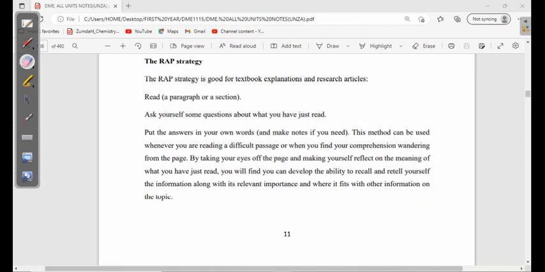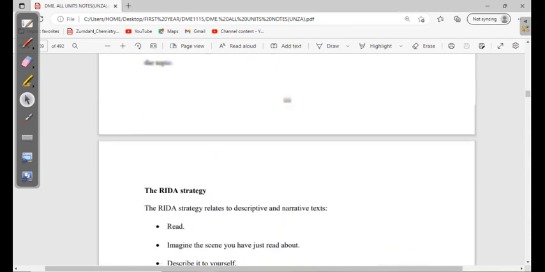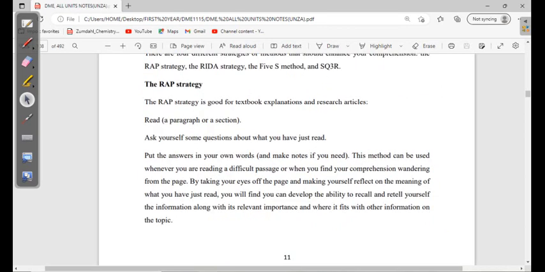Now let's look at A. Actually, we've even talked about everything else here. We have talked about the R, that is read, and then the A, that is ask, and then the P at the end, that is put. So that is the WRAP strategy: read, ask, and then put the answers in writing.